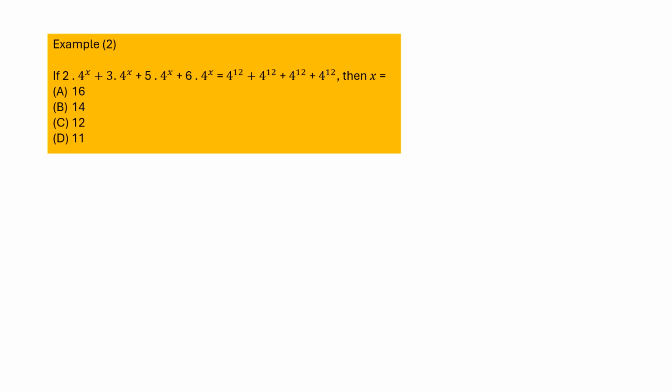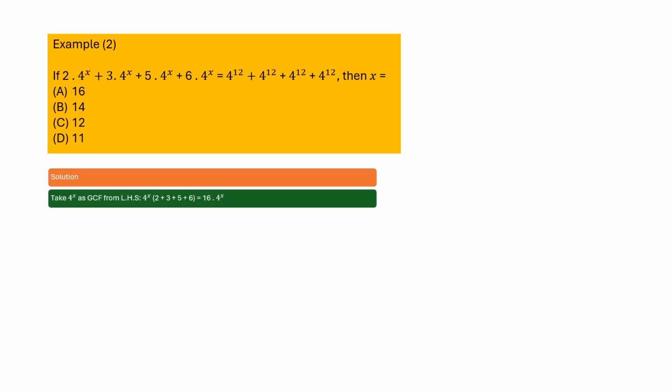In this type of question, for advanced math, the clever student will take the GCF as a common factor from the left hand side and right hand side. So we can take 4 power x as a GCF from the left hand side. The expression becomes 4 power x open bracket 2 plus 3 plus 5 plus 6. When you add these numbers in parentheses, you will get 16. So the left hand side will be 16 times 4 power x.